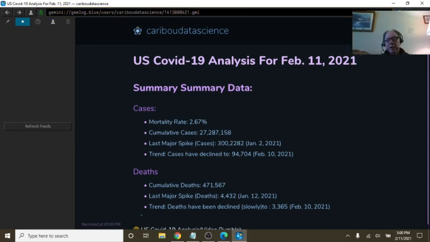And here you can see the page in question, the newest report which I posted. Mortality rate 2.67%. Cumulative cases 27.287 million. Last major spike 300,000... I obviously got an extra number. It's probably 300,282 deaths, is my guess, on January 2nd.